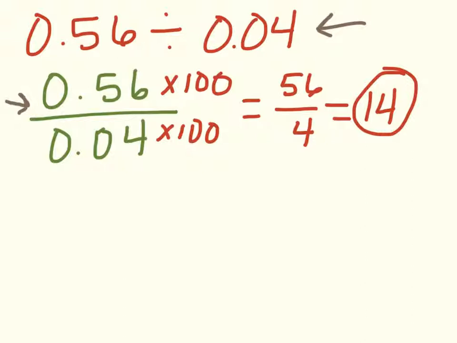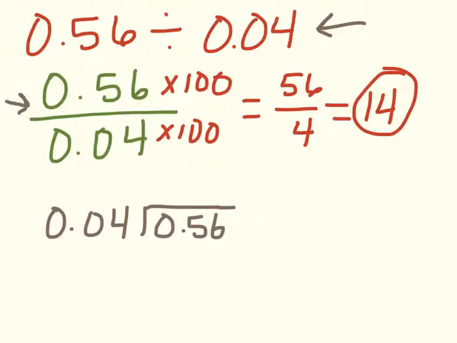Another way to think about rewriting this division problem is to write it as a long division problem. If this helps you to visualize it, go ahead and do it this way as well. Once again, we simply remove our decimal points to make the problem more simple to work with, and we still get an answer of 14. So there's 3 different possible ways to think about dividing a decimal by a decimal.